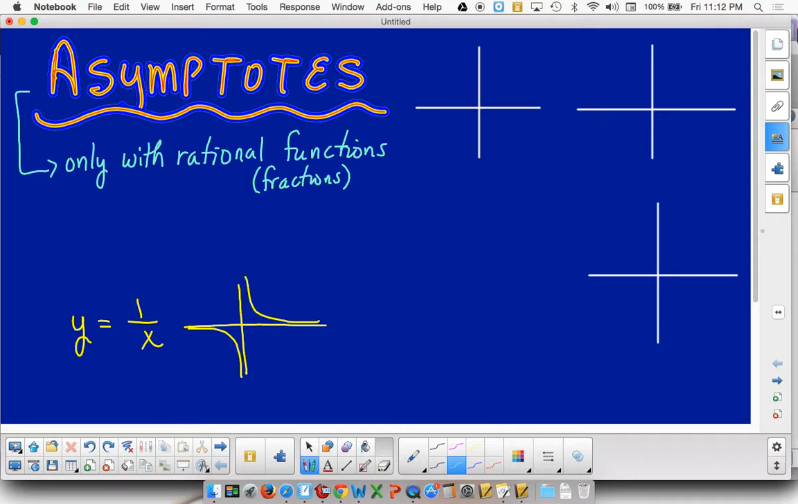So our question is going to be, how do we tell where asymptotes occur? Well, we have to analyze the types of things that can have asymptotes, and we can have them in several different ways here.